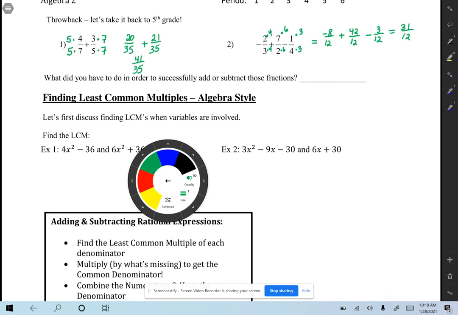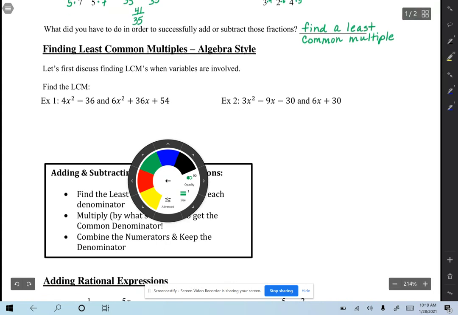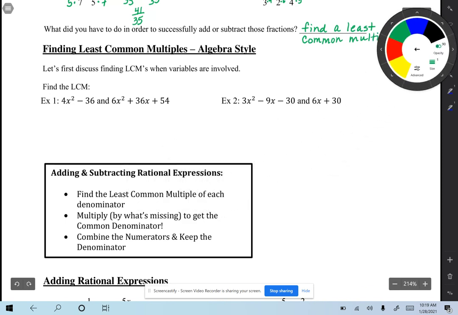What did you have to do in order to successfully add or subtract those fractions? We had to find what is known as the least common multiple. That's what I meant by skip counting. So in algebra, where we have variables, you do something similar. So let's talk about finding the least common multiples algebra style.